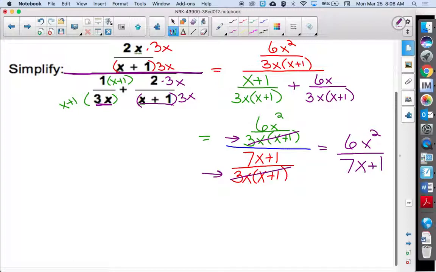So it's a little bit of work to get there because you're using this least common denominator in all of these separate fractions. But then once you have the denominator and it's the same, they literally cancel because the top is identical to the bottom. And you just have then the 6x squared and the 7x plus 1 remaining. Okay. Questions?